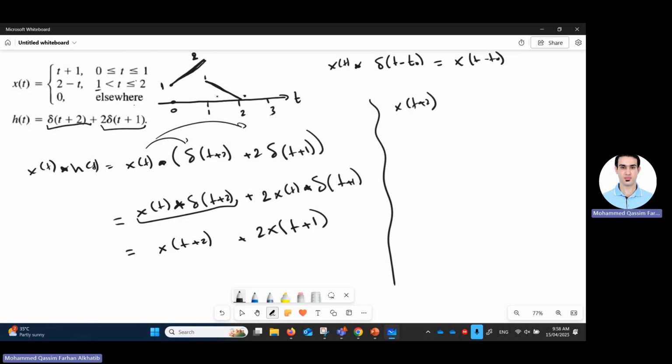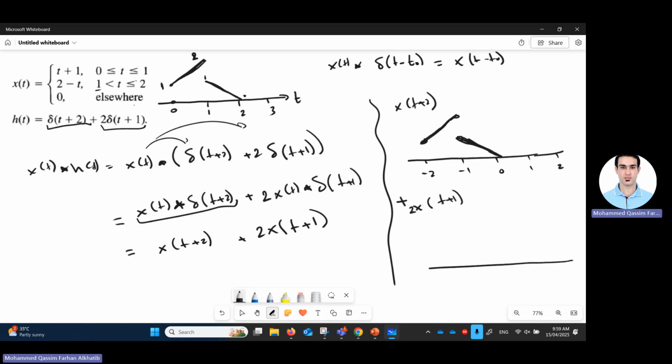So I'm shifting this one to the left by 2. So it's going to be negative 2, negative 1, 0, 1, and 2. So at negative 2 it is 1. It's that line up, and same thing here. And that's going to be plus x of t plus 1 times 2.